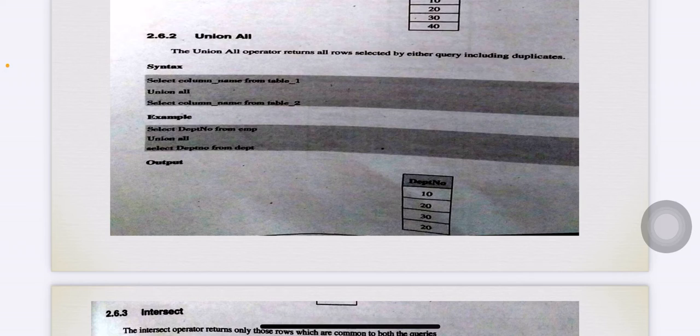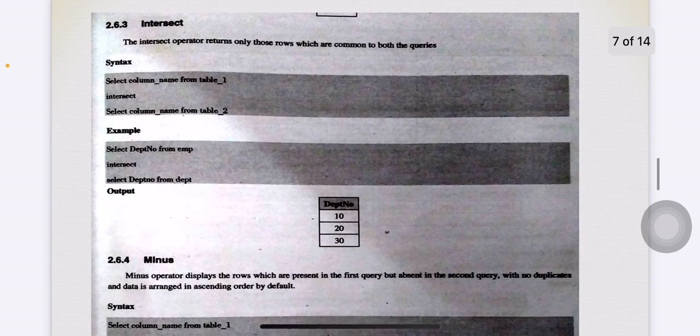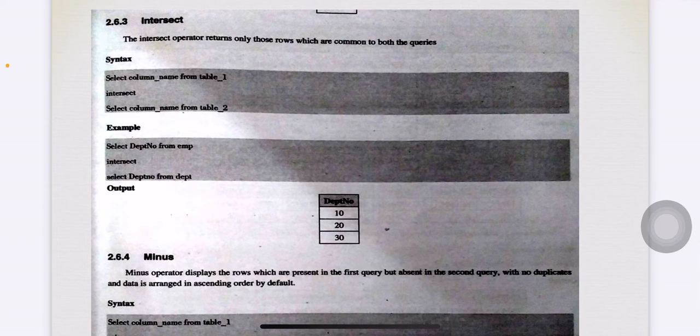Syntax: select column name from table 1, union all, select column name from table 2. Example: select department number from employee, union all, select department number from department. Intersect: the intersect operator returns only those rows which are common to both the queries. Select column name from table 1, intersect, select column name from table 2. Example: select department number from employee, intersect, select department number from department.